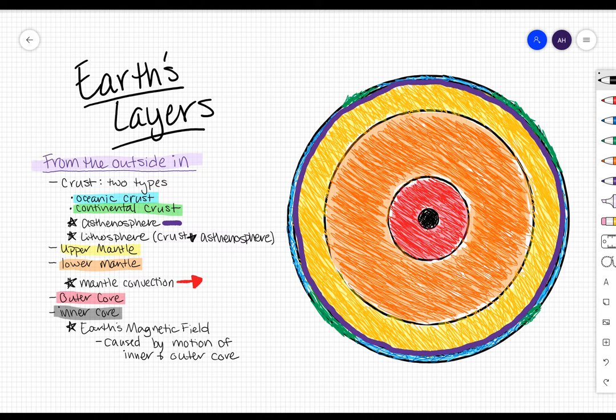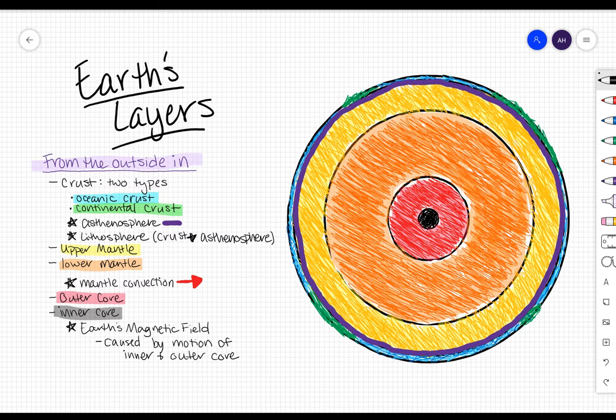So we can see all of Earth's layers this way, and if we look at the list over here, I've kind of color-coded it so it'll be a little bit easier when you go back to look at it to study, okay? So we are going to work from the outside in. The first layer we're going to talk about is the crust. If you see this green and blue layer around the very outside of Earth, that is Earth's crust.